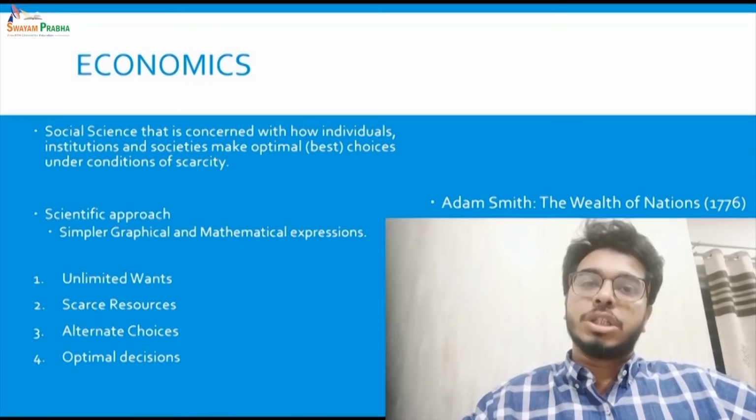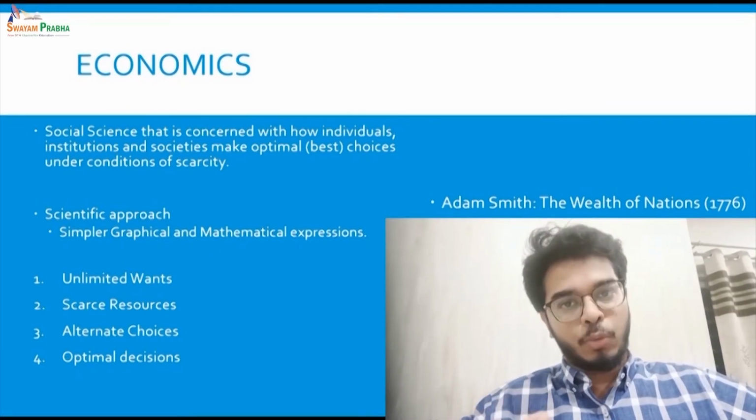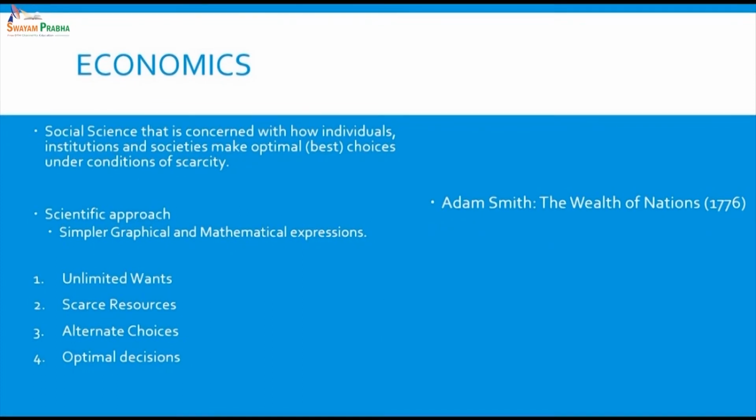So the four conditions are: number one, unlimited wants. Now, what are unlimited wants? Wants are whatever we desire, any good, any service, whatever we wish to get as a luxury commodity or for our daily life, as a means of sustenance, like daily requirement. It can be food, education, health, a car, a house, anything, right? But we have unlimited wants.